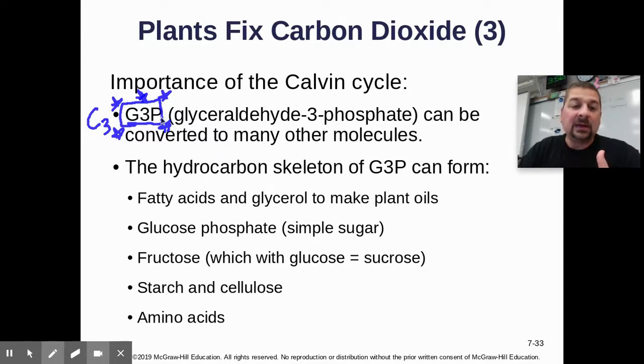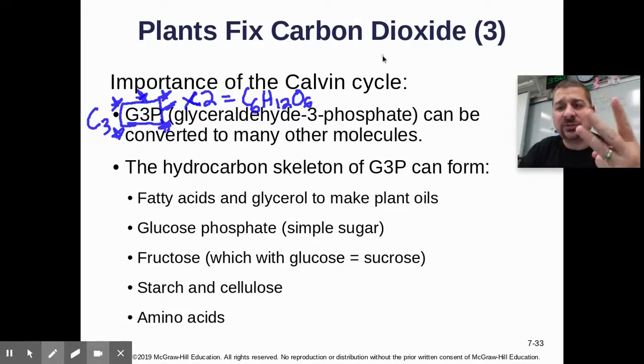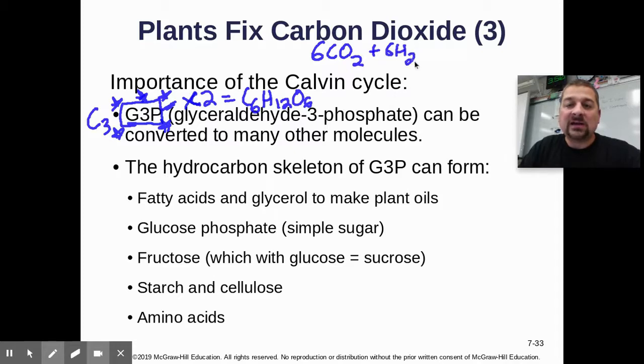Well, they can. When you join 2 of these G3Ps together, you're going to get C6H12O6. So that's why we say 2 turns of the Calvin cycle, and every 2 turns you're putting in 3 carbon dioxide. So that's where you get your 6 CO2 that you start with in your formula. And then you had 6 waters that were split to provide the electrons. You're going to make your glucose, and from the 6 waters, you get your 6 oxygens after that water is split. So this is our overall picture of how that relates.